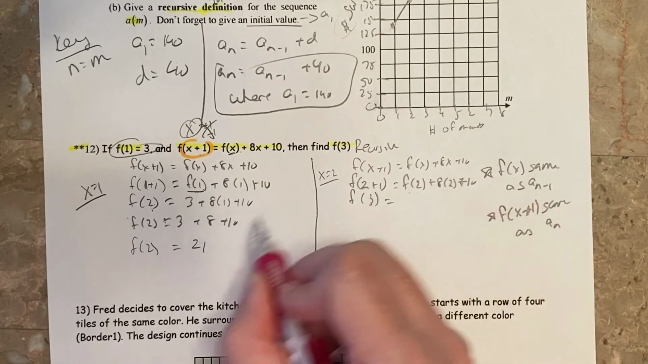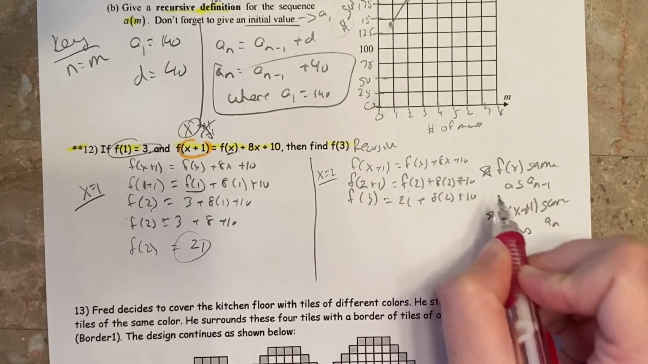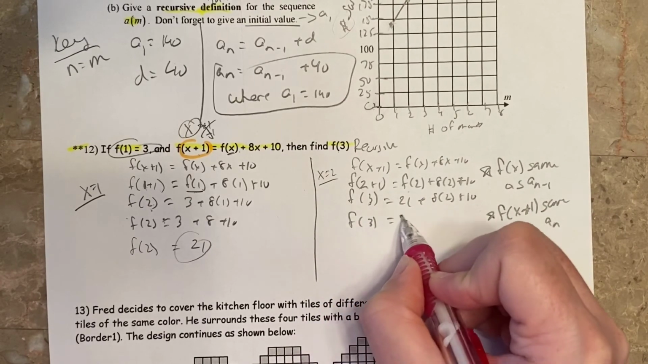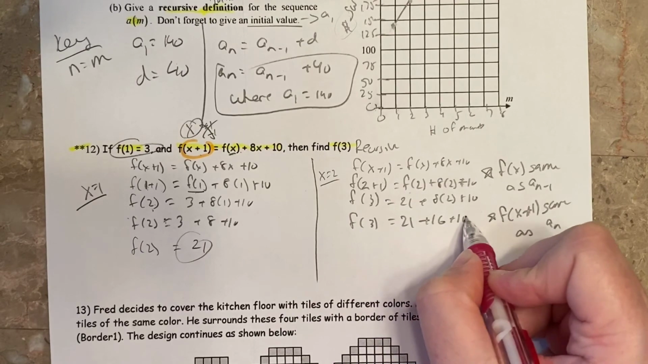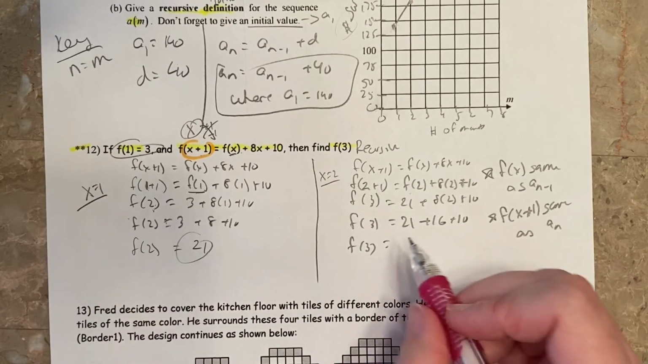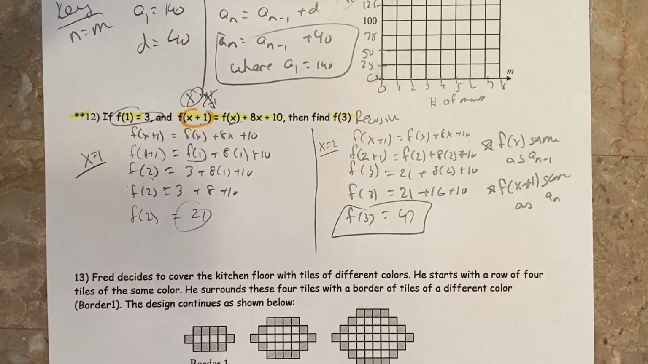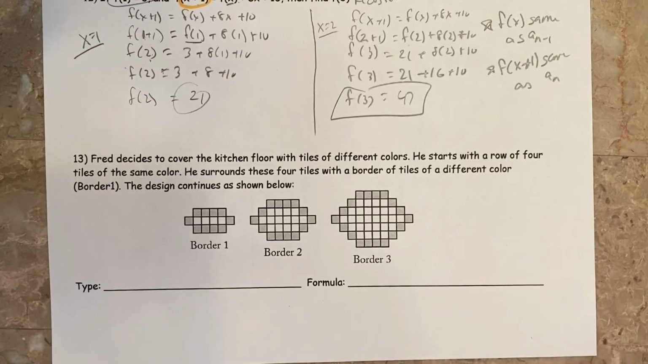So f of 2 is this answer right here, 21 plus 8 times 2 plus 10. So that's 21 plus 16 plus 10. What do we got? 26, 46, 47. So 47 is f of 3. So that is the toughest kind you can get, and the Regents loves to be difficult.